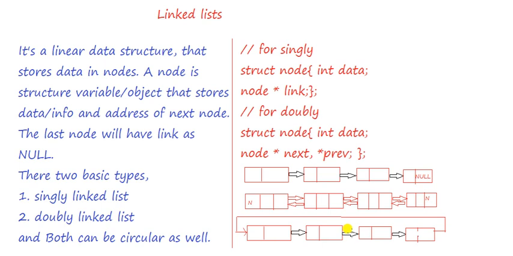So in circular there is no null concept. In any circular list, singly circular or doubly circular, there is no null concept. The last node will store the address of the very first node. But in non-circular, the last node address is null. That is the characteristic. That way you can understand circular and non-circular. When you use circular and when you use non-circular depends on the application.